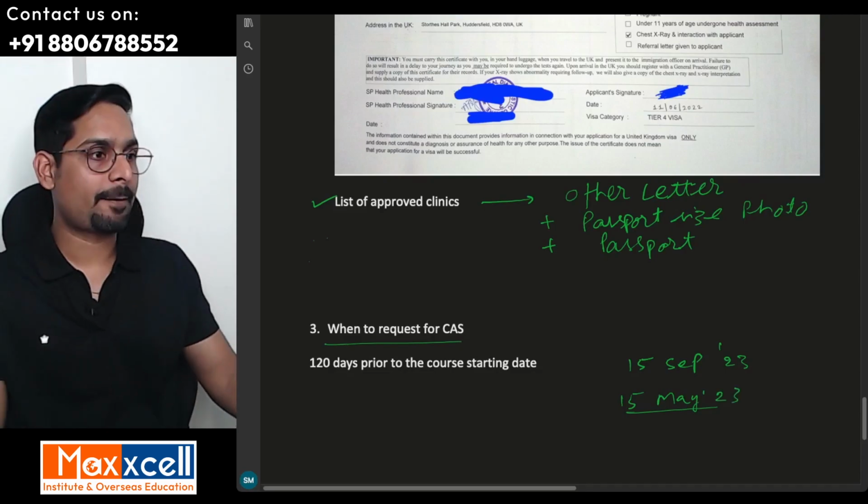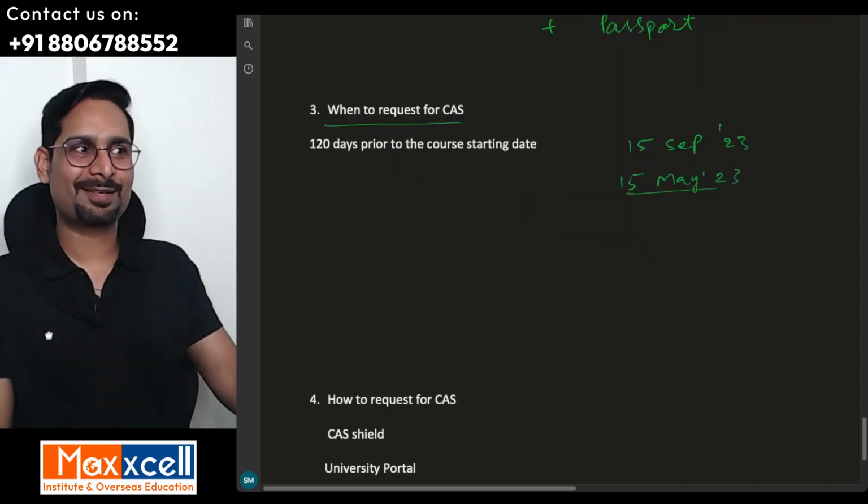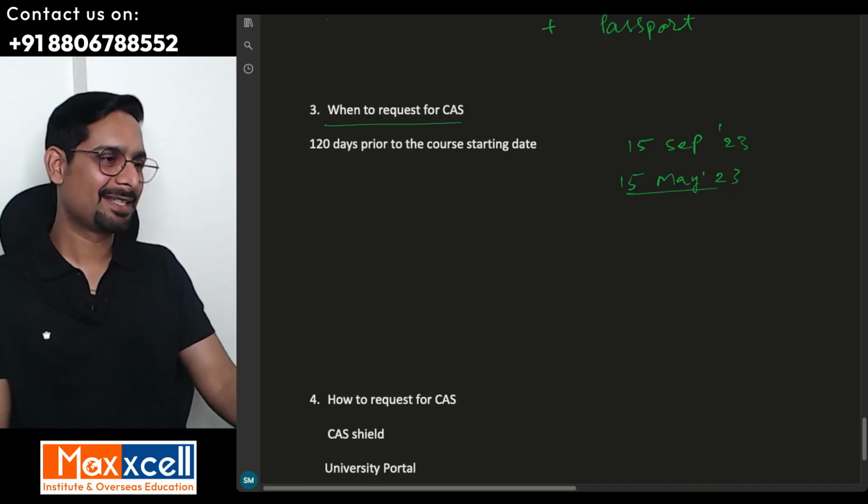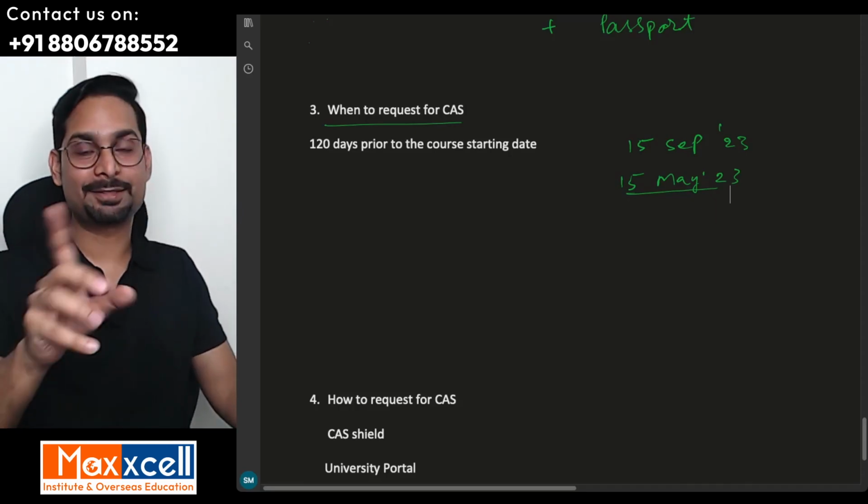This CAS request also has a deadline. You cannot request anytime. It has deadlines, so be aware of the deadline. It varies from university to university.